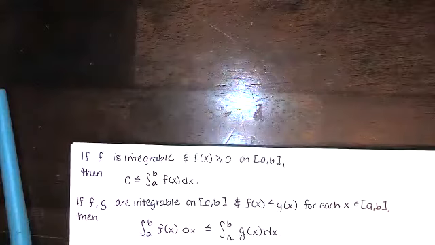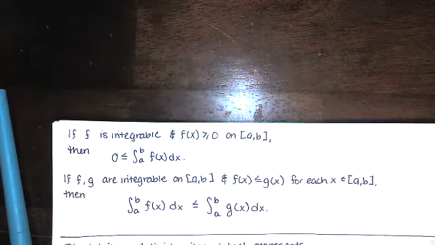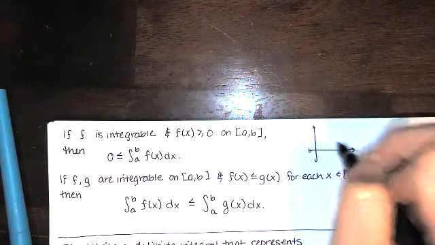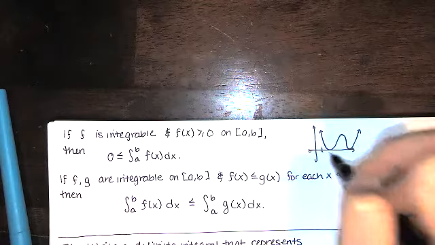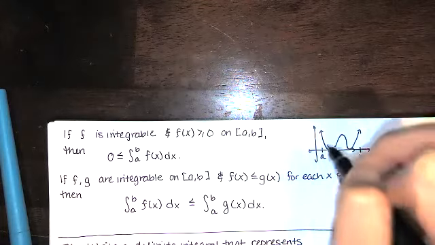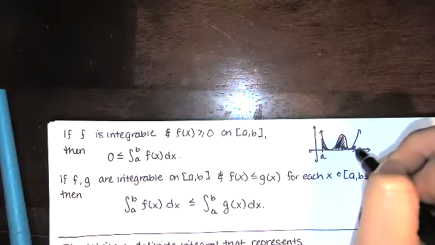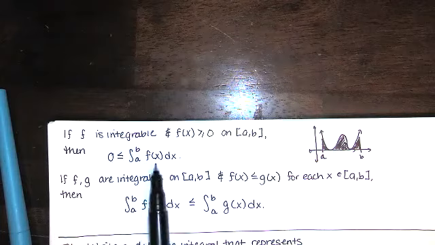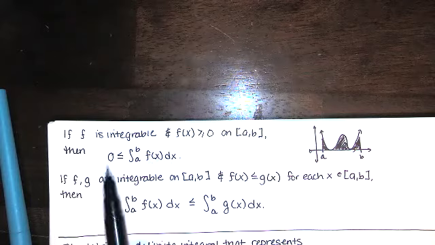And then we've got a couple more properties, and then we'll be done with the properties. Now, if our function is integrable, and our function is greater than or equal to 0 on the interval from a to b, so maybe it looks like this. And that's a, and that's b. Well, in that case, we're guaranteed that the integral from a to b is going to be positive. If the function happens to be 0 the whole time, we get 0.